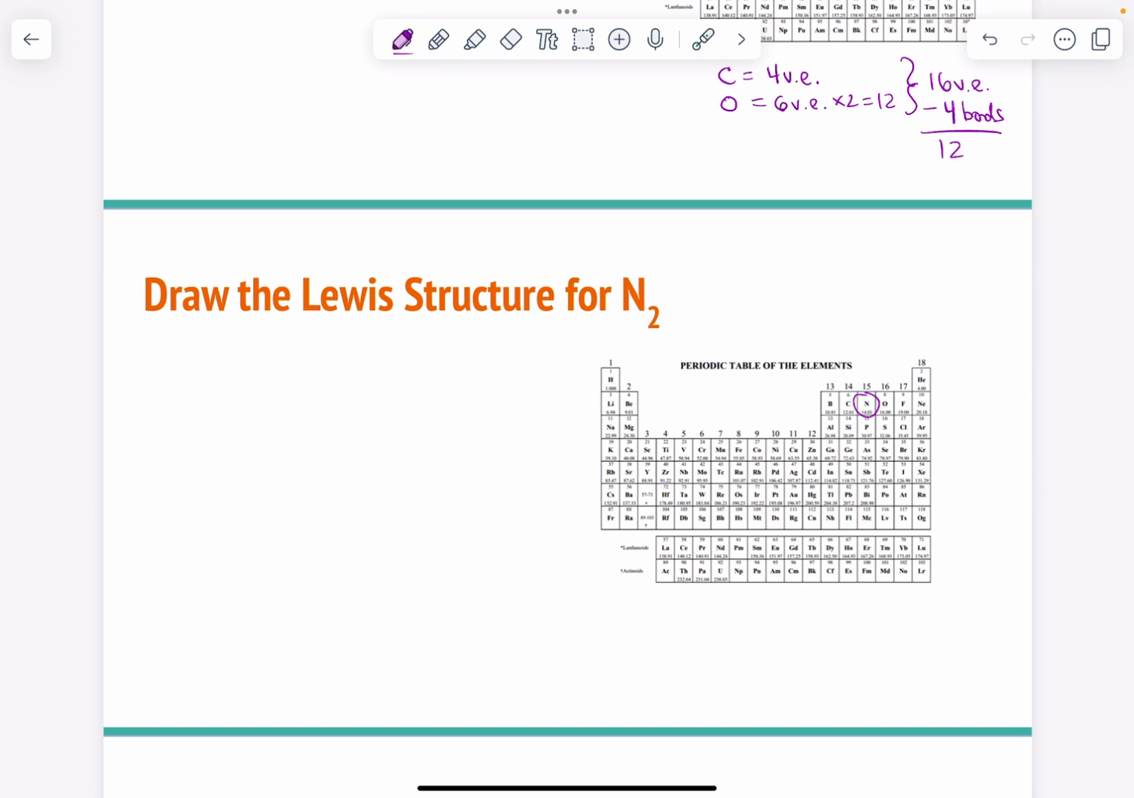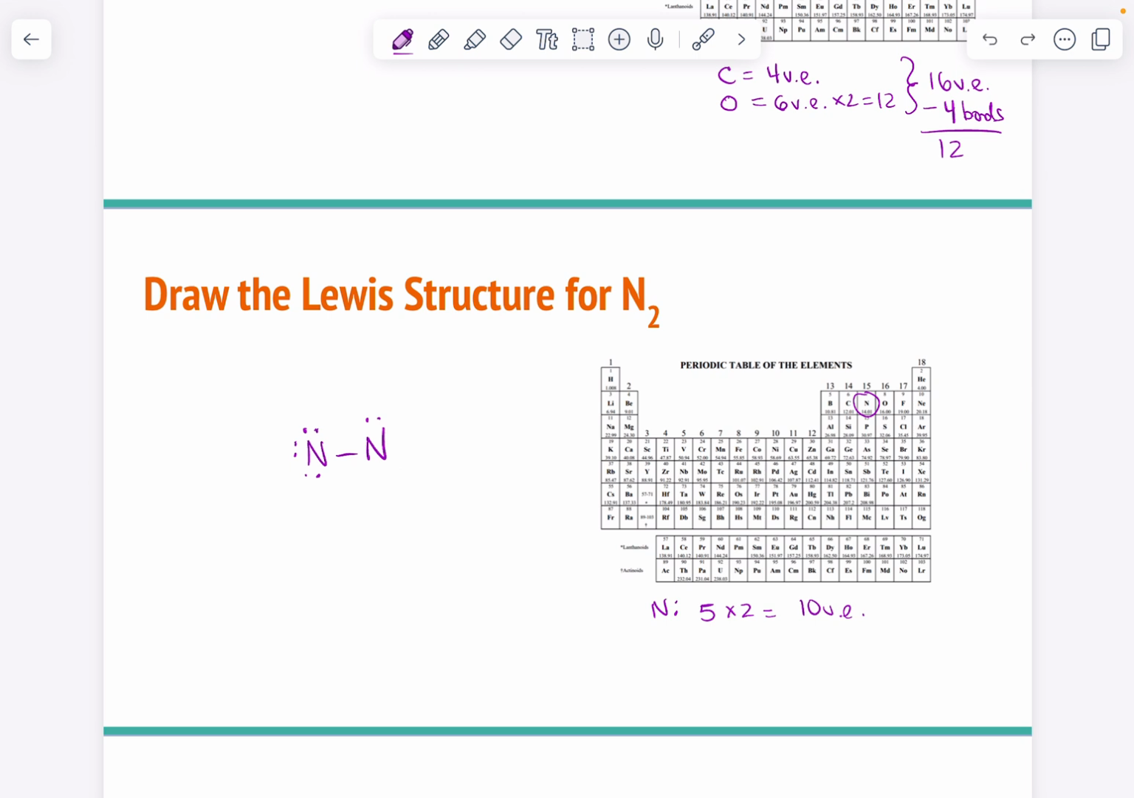Nitrogen has 5 valence electrons, and there are 2 nitrogens, so we have 10 valence electrons. If I form 1 bond between nitrogen and nitrogen, that's 2, and then I would need 4, 6, 8, 10. So I'm short, again, 2 pairs of electrons from satisfying the octet on both nitrogens. However many pairs I am short is how many additional bonds I'm going to need to form.